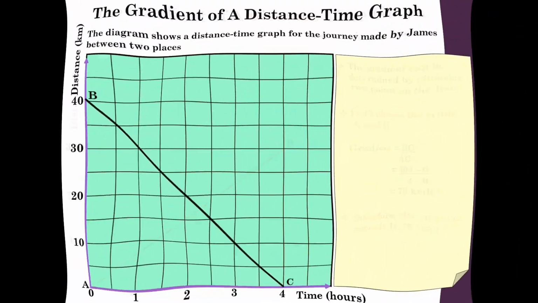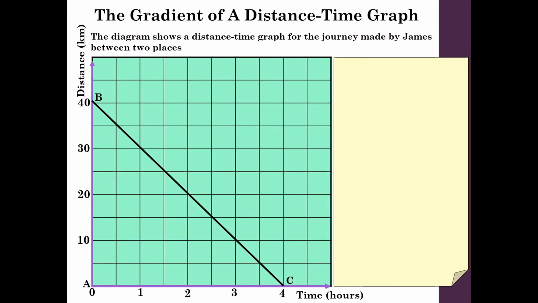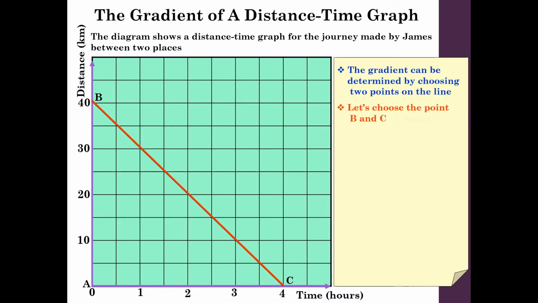Okay, so this is another example here, also finding the gradient of a distance time graph. Okay, but to find this gradient, let's see, we choose points B and C. So the gradient will be this one. I take AB, AC. Okay, here the point is 0, 4, 0, and here the point is 0, 40.